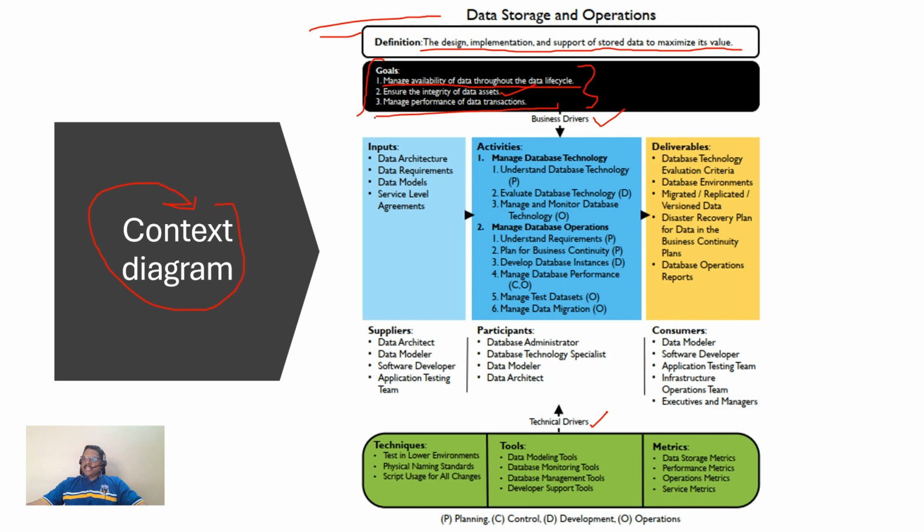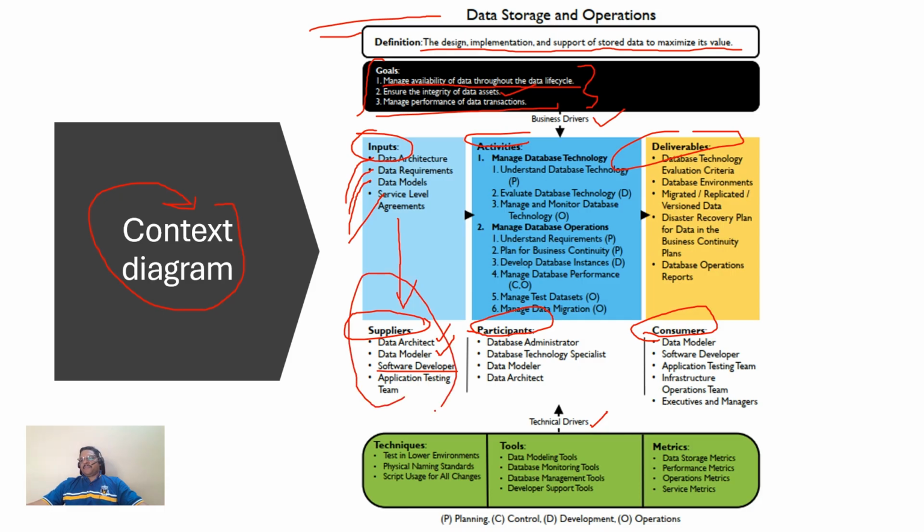As we have already seen, we have the inputs, activities, and deliverables, which are supported by the suppliers and the participants of the activities and the consumers of the deliverables. So let's look at the inputs. The inputs are data architecture, data requirements, data models, service level agreements. And who are the suppliers? Data architects will supply the architecture, data modelers will provide the data models, then software developers, then the application testing team.